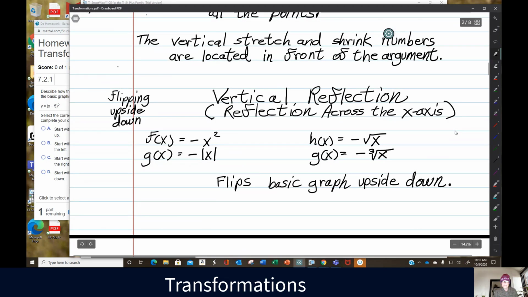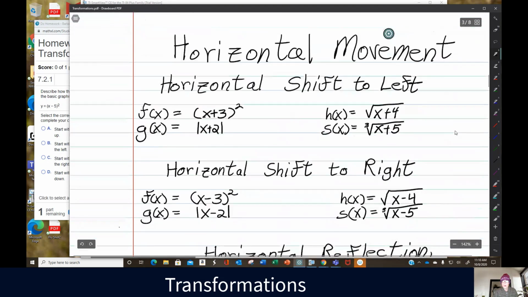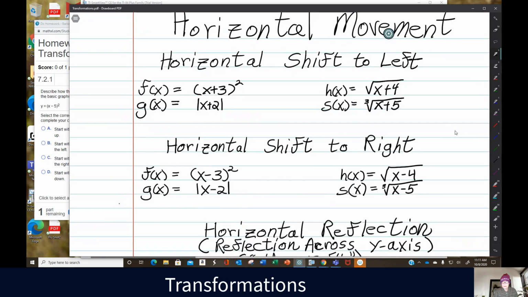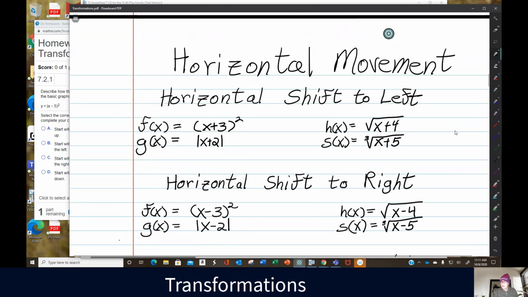Okay, now, horizontal movement. Horizontal movement was so hard for me to come to terms with when I was a student. It was just difficult.